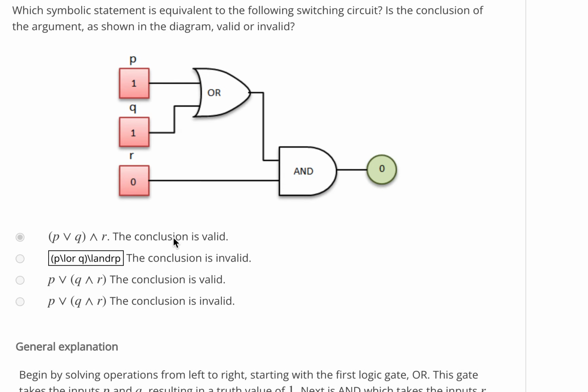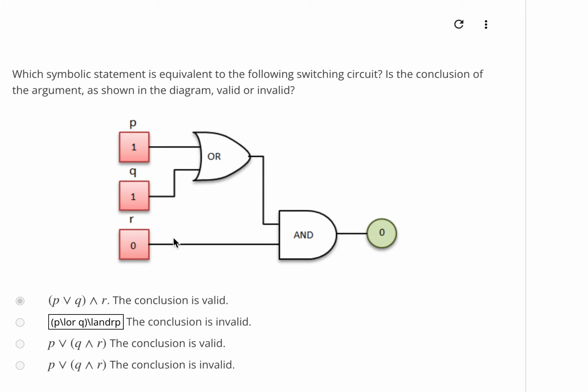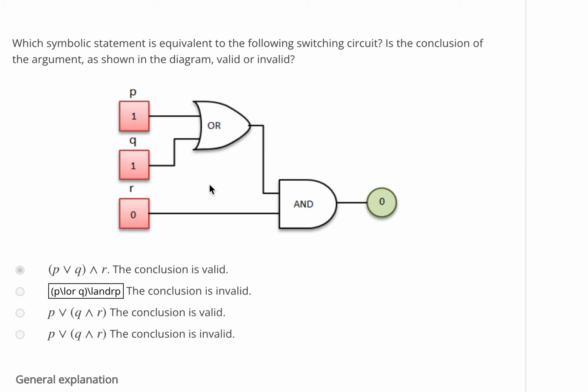Okay, let me see if I can pull up another one here. Okay, this is kind of going in reverse. They give us a switch statement. We got to convert it to symbols. I know in parentheses, I'm going to have a P or Q. So P, V, Q. It's not a V, but it looks like a V. So this is good so far.